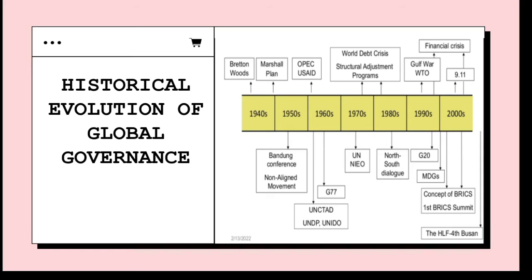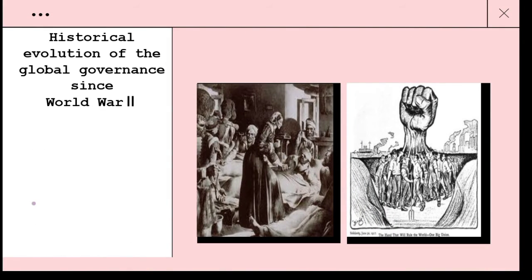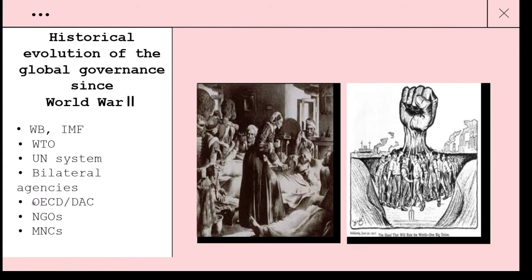Next subtopic is the historical evolution of global governance. As you can see in the picture, we have here the timeline from the 1940s to 2000 showing the historical evolution of global governance since World War II: the WB, the IMF, the WTO, the United Nations System, the bilateral agencies, the OECD or the DAC, the NGOs, and the MNCs or multinational companies.